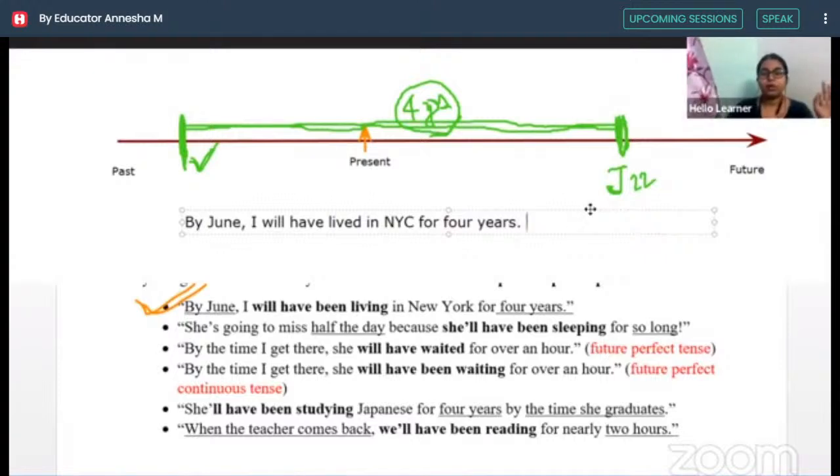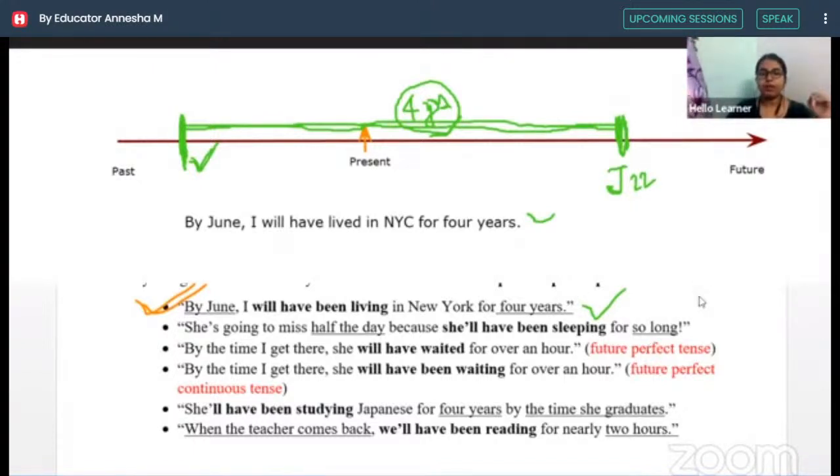Okay, that is also absolutely correct. The only difference being that this shows the continuity of the action. This shows the completion of the action. Okay, just यही difference है और कुछ भी difference नहीं है. There is no other difference.